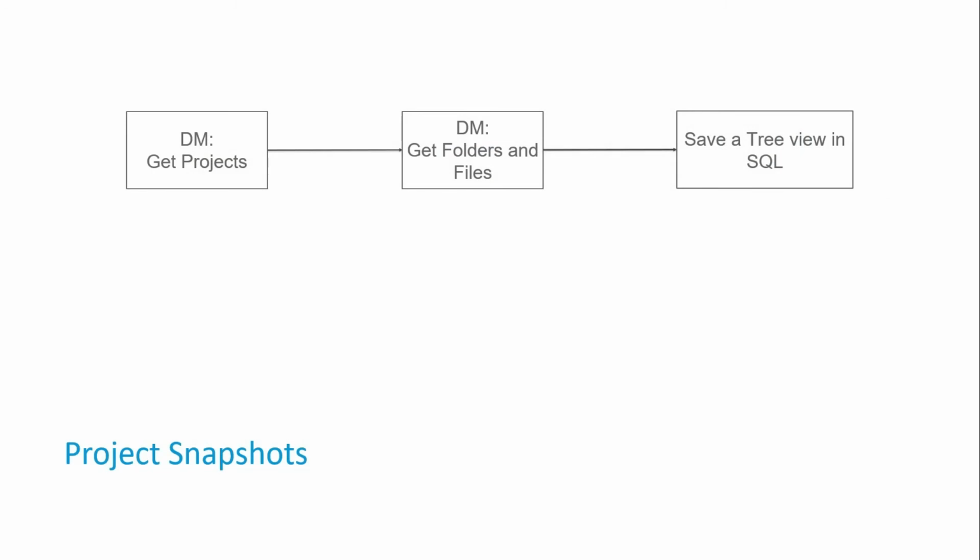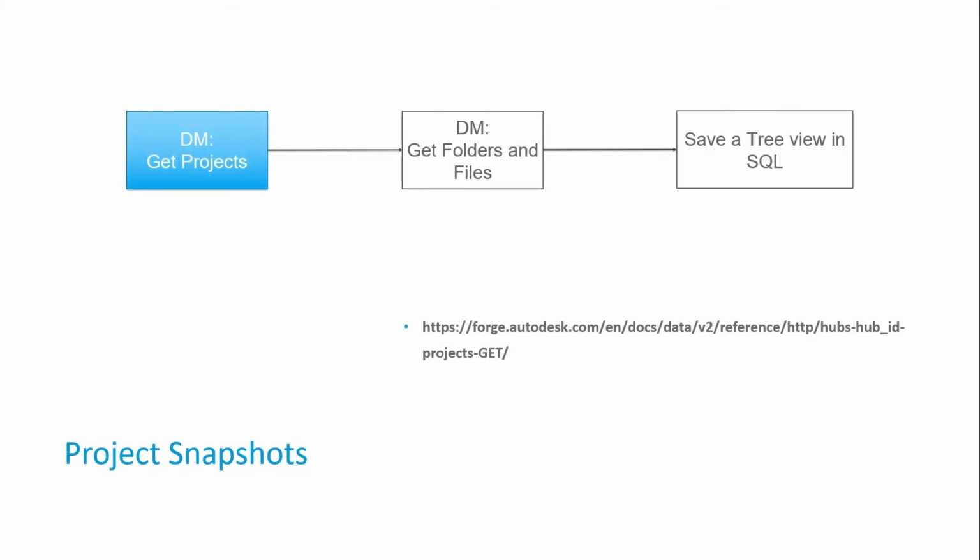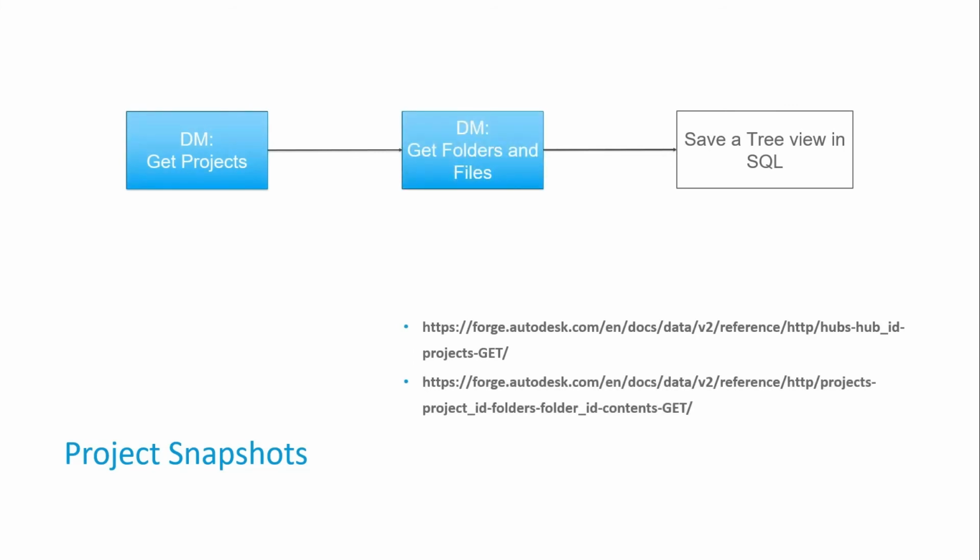To do this, we start by using the Document Management API to get all the projects in a hub. We then use the Folder Contents API to walk through the project from top to bottom until we've mapped every folder and file. And finally, we put it all into a SQL database, where we can retrieve and view the files whenever we need.